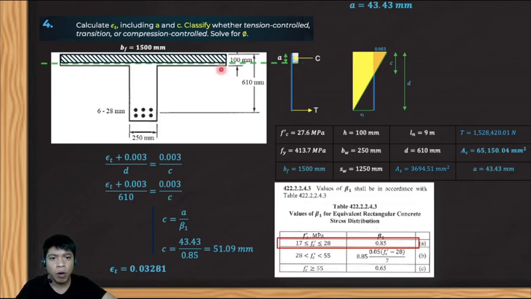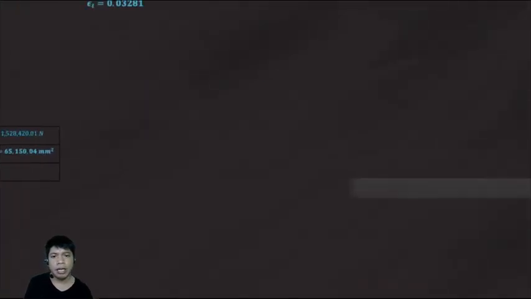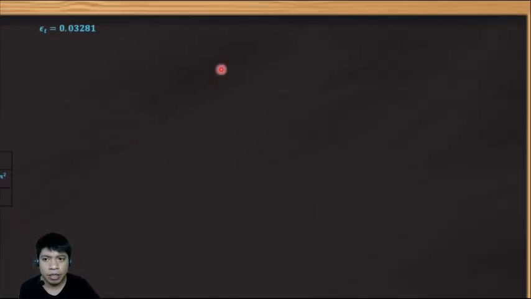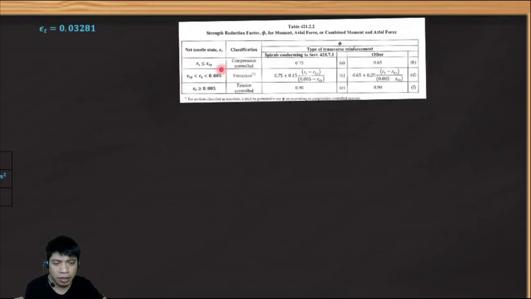Okay? Then now, we can now classify kung tension control ba siya, transition, or compression control. Tapos ma-solve natin nga iyong value ng phi. Okay. So, na-compute na nga natin, guys, si tension strain na 0.03281. Okay? According to NSCP, kung iyong tension strain natin is less than sa yield strain, then compression controlled ang classification noon. Kung iyong tension strain natin is between the yield strain at saka 0.005, transition iyon. Kung greater than 0.005, then it is tension controlled.